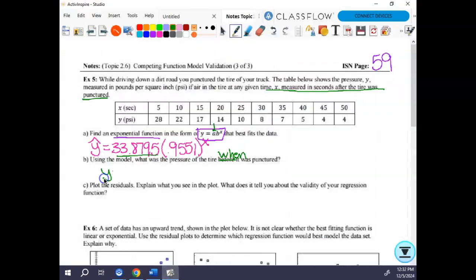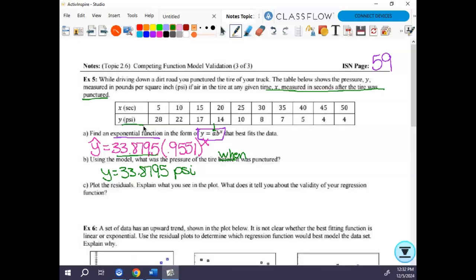So Y equals 33.8795. And what are the units? PSI. Do you have to understand what that means? No, you do not. You just use what's there, okay? Everybody good with that? Yes, sir. Because it's an approximation.